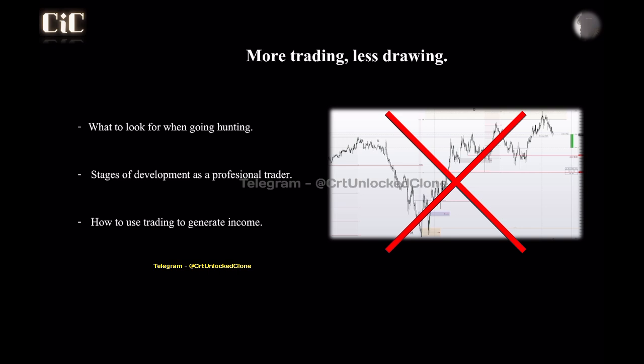I would never push any of you to push live funds in an account, right? I'm not a financial advisor. This is not financial advice. But whenever you decide that it's the best thing to do to trade a live account, then this is how I use trading to generate an income.